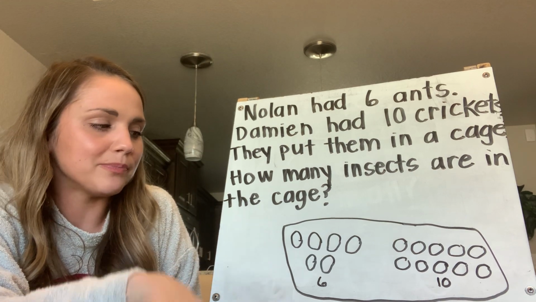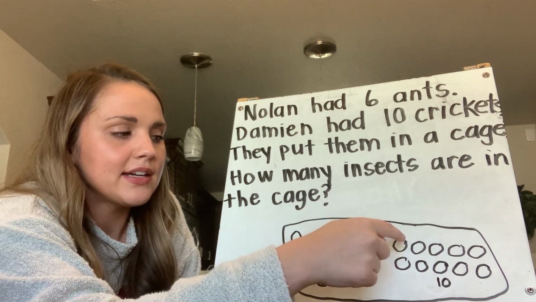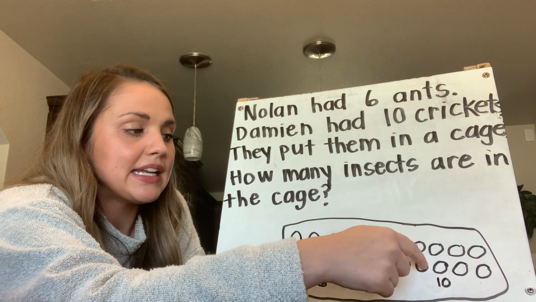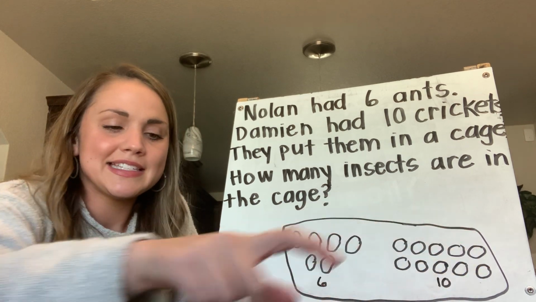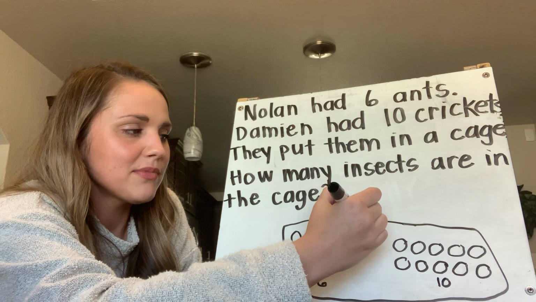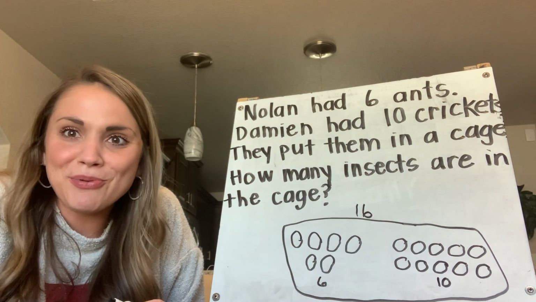So let's count those. 1, 2, 3, 4, 5, 6, 7, 8, 9, 10, 11, 12, 13, 14, 15, 16. So I'm going to put my 16 right there. So there are 16 insects in all. I hope you got that.